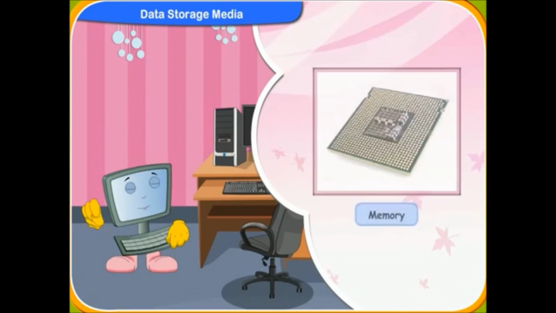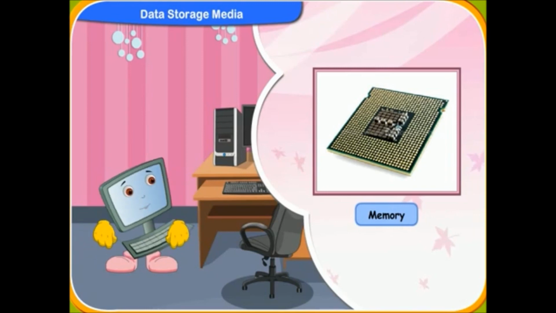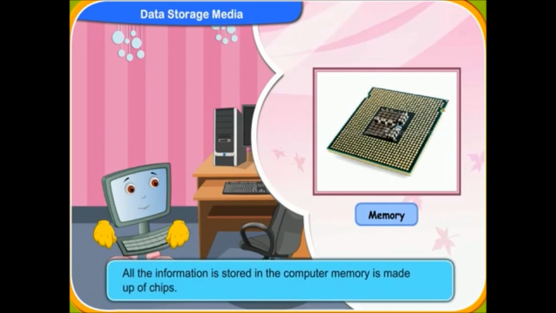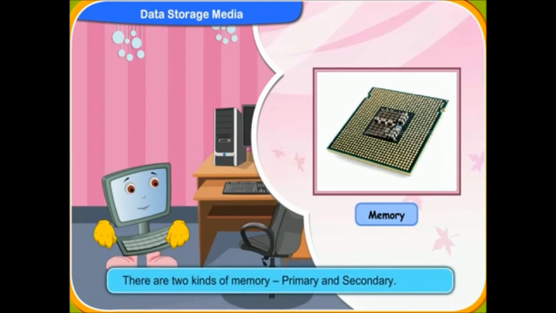Let us now look at the memory of a computer. As you already know by now, the computer stores all the work done on it. All the information stored in the computer memory is made up of chips. There are two kinds of memory, primary and secondary.